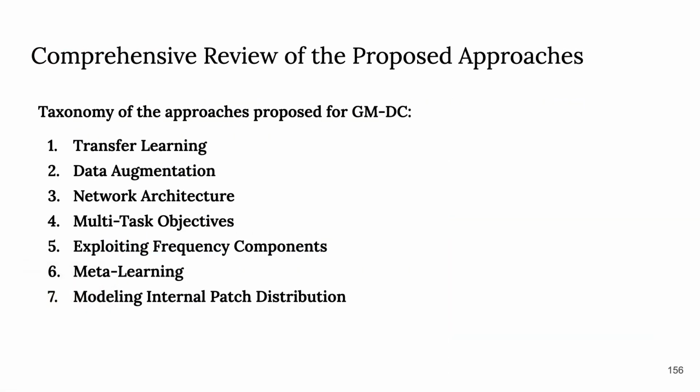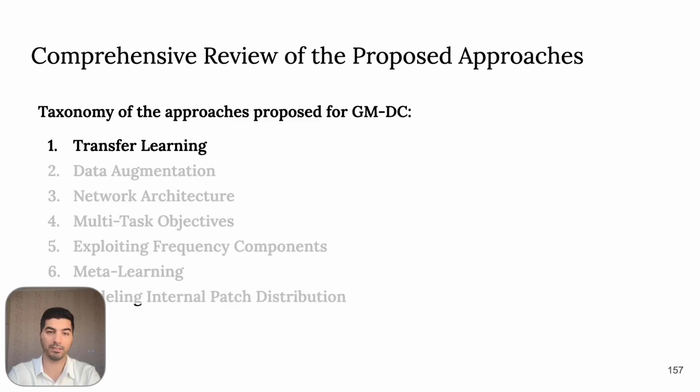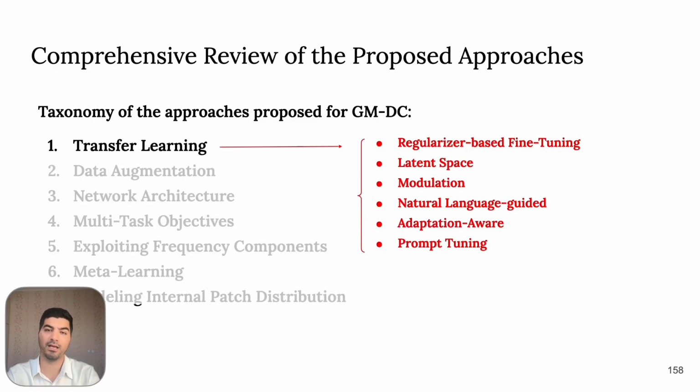We categorize the proposed approaches in the literature into 7 different categories. And we start with the first one, which is transfer learning. Transfer learning itself has 6 subcategories. We will start with a brief discussion about transfer learning itself and then discuss the subcategories.